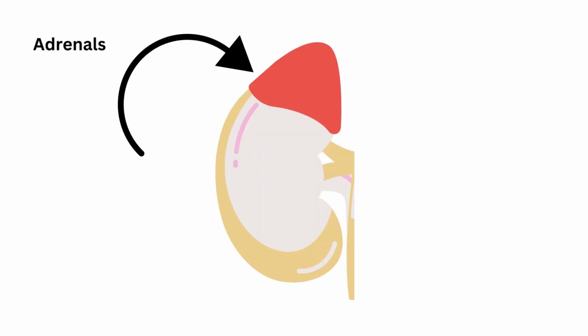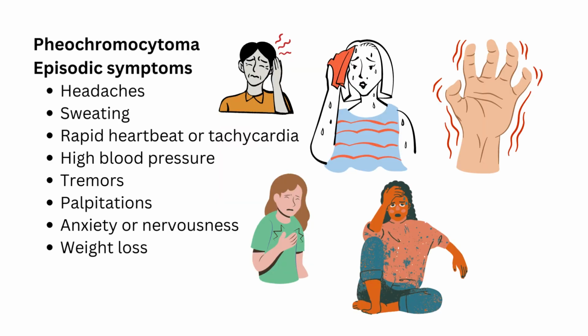Adrenal disease. Located on top of the kidneys, the adrenal glands produce and regulate hormones. When there is a problem with these glands, hormones in the body can become unbalanced and cause several conditions. These conditions can include pheochromocytoma, a tumor of the adrenal gland that overproduces epinephrine and norepinephrine, the fight-or-flight hormones. Symptoms of pheochromocytoma are episodic and include headaches, sweating, rapid heartbeat or tachycardia, high blood pressure, tremors, palpitations, anxiety or nervousness, and weight loss.